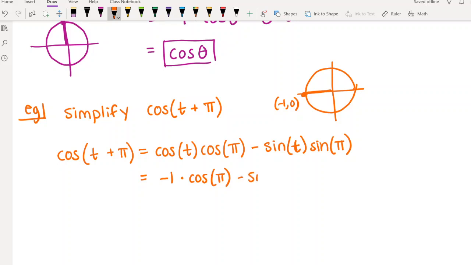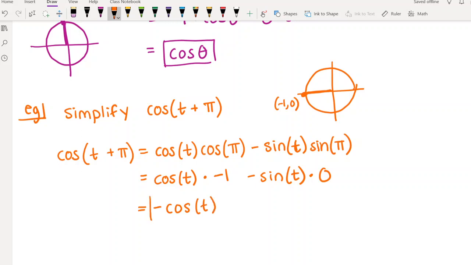Sorry, I reversed stuff here. Let me rewind. I should have left the cosine of t part there, and then multiplied that with -1. And then the second part, we have minus sine of t times 0. And so we're left with negative cosine of t. So this is basically saying that if you take cosine of an angle and add pi to that angle, you get the negative of what you would get by just taking cosine of the original angle. So this is another identity that we just showed.